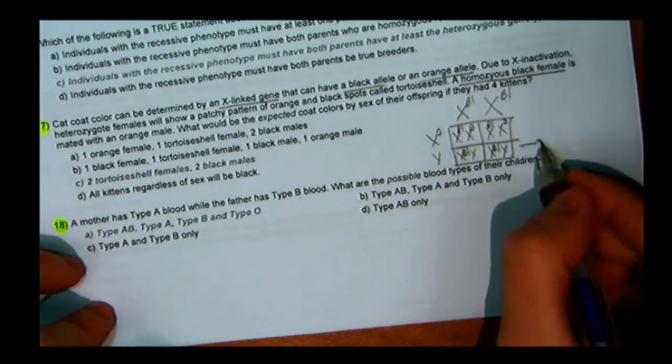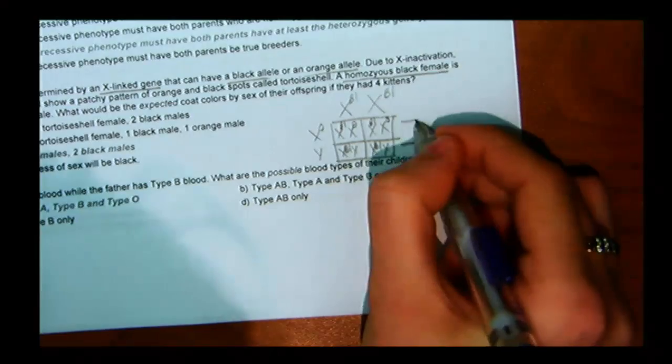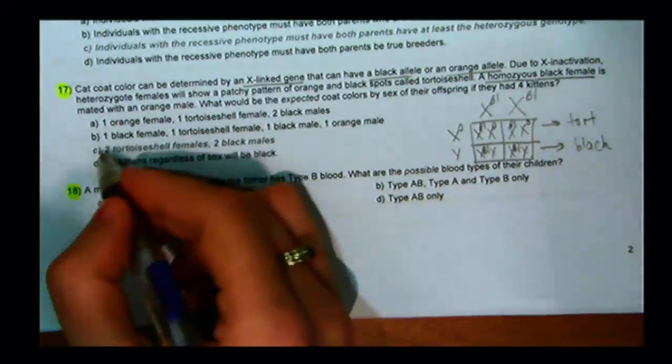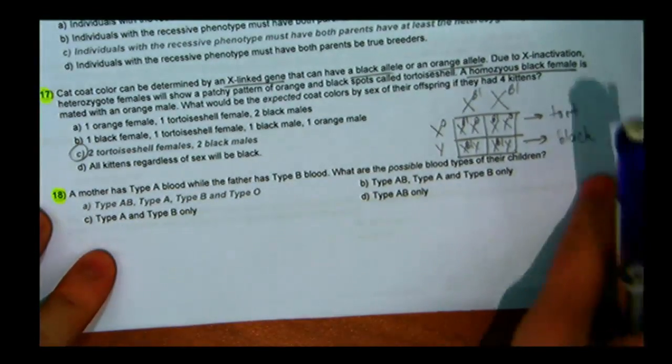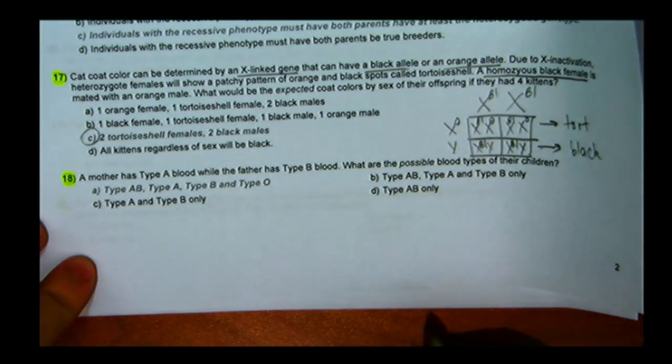Okay, this is number 18. She's mentioned blood type a few times in class, so I would expect to see a blood type question on the final. A mother has type A, but you don't know what type of type A. Could be AA or AO. And the father has type B. You don't know what kind of type B. Could be BB or BO. So you're just looking for the possible blood types of their children.